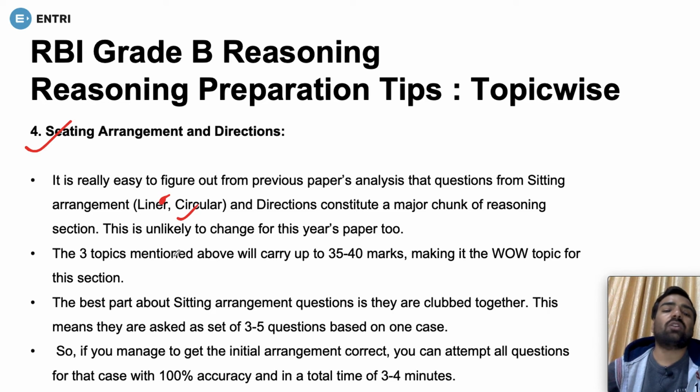Fine. So the 3 topics mentioned above will carry around 35 to 40 marks, making it the wow topic for this section. So you can get the maximum number of questions from this part. The best part about seating arrangement is that the questions are clubbed together. That is, for a single paragraph of that particular comprehension, you are going to get 3 to 5 questions regarding the same statement.